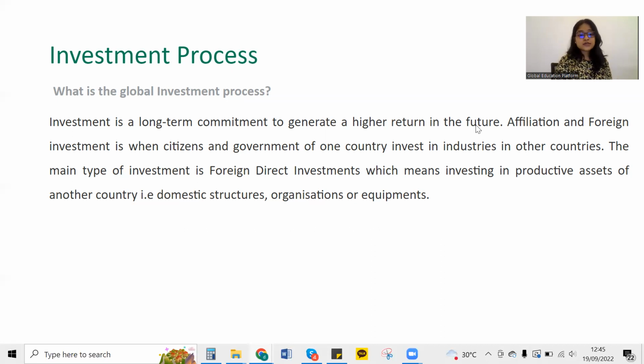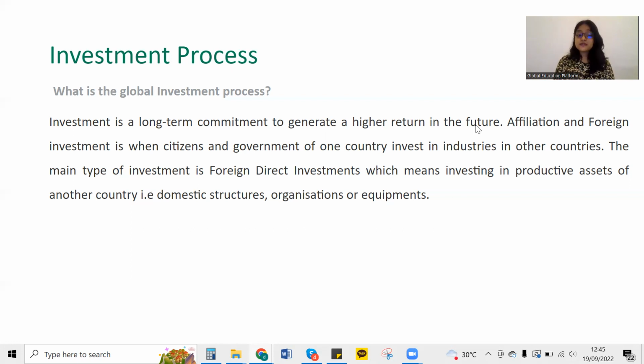Affiliation and foreign investment is when citizens and government of one country invest in industries in another country. Okay, so that is foreign investment. I think I've discussed this. We spoke about foreign direct investments when we were talking about the benefits of globalization. So they're talking about when a citizen or government of one country invests in another country, it is called affiliation or foreign direct investment.